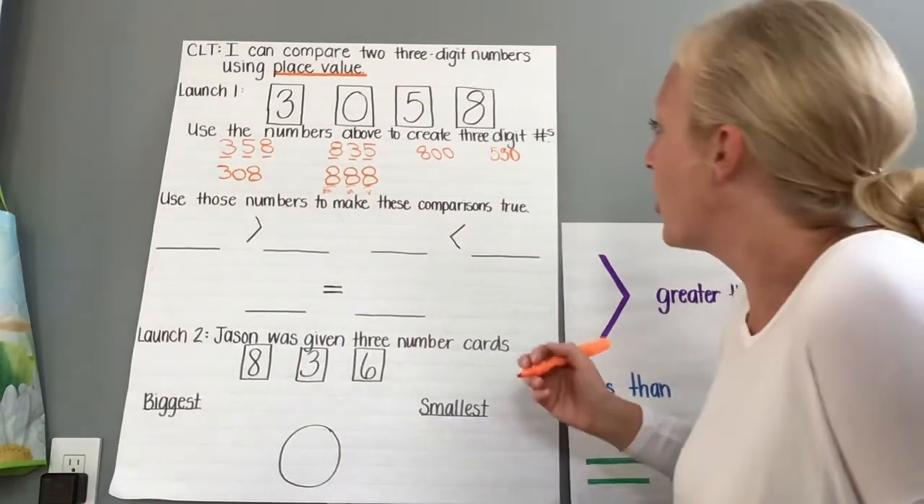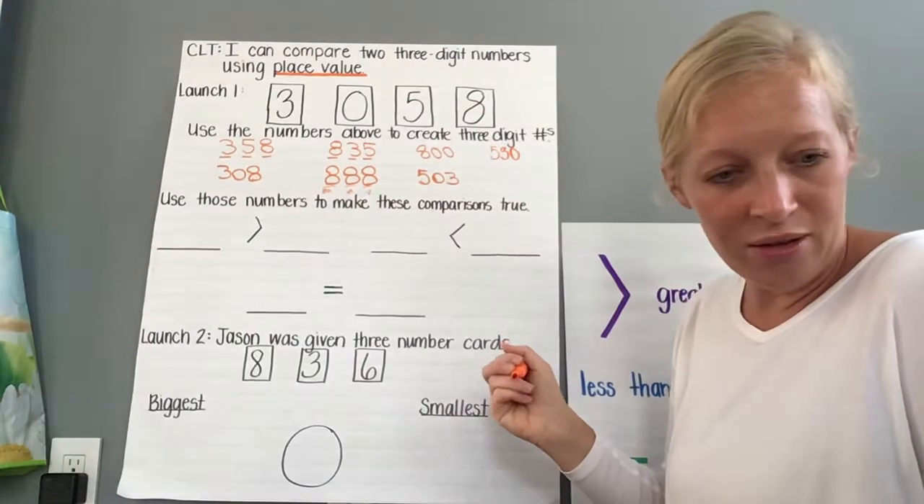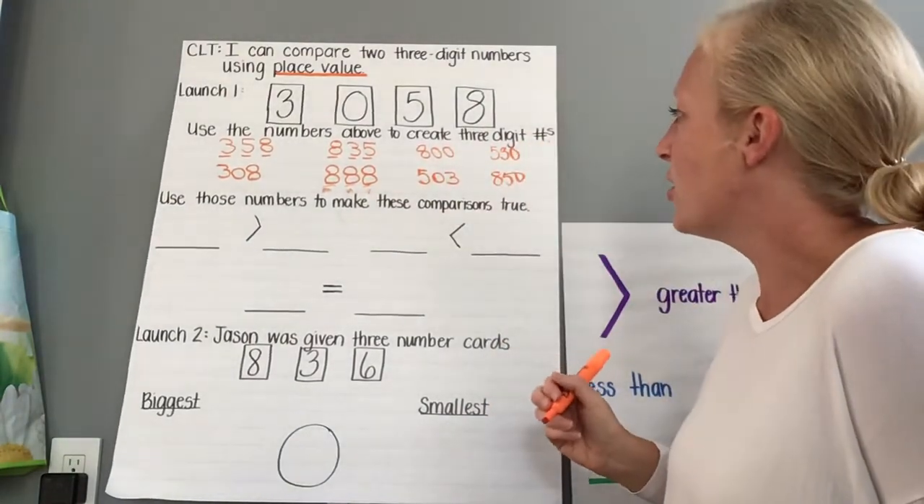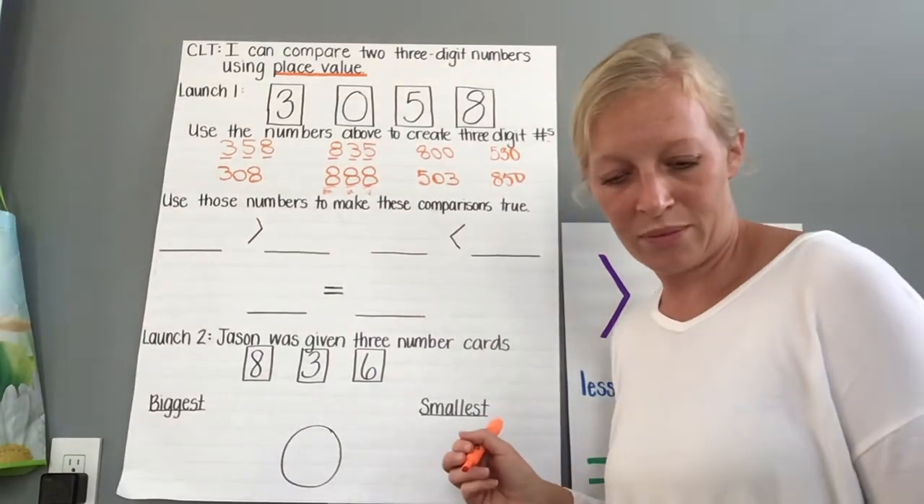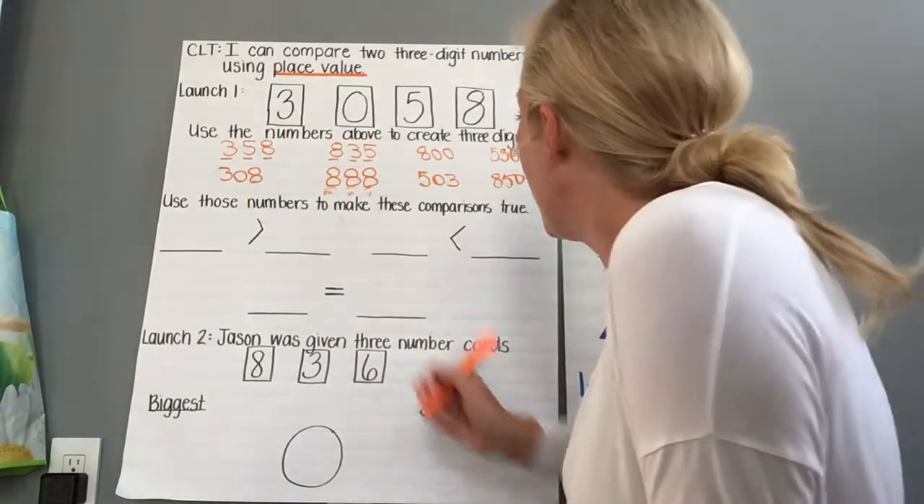Shoot me out some more. 503. 850. Let's do 2 more. Okay. Ooh. All right. 805.